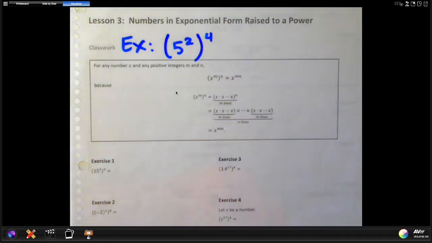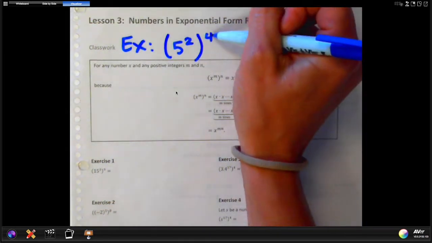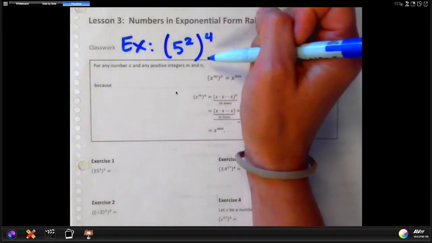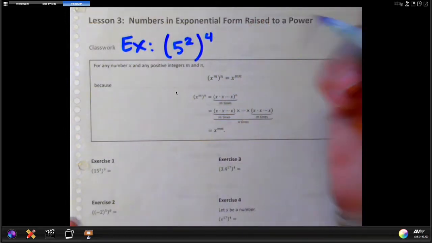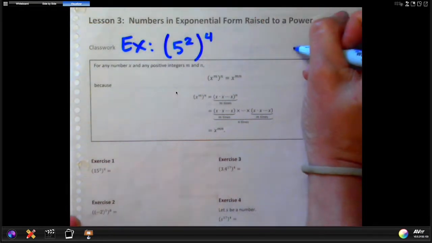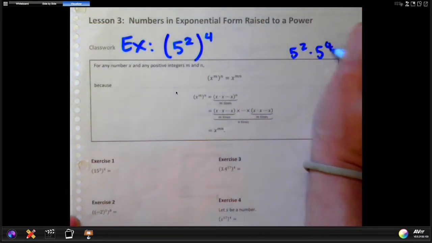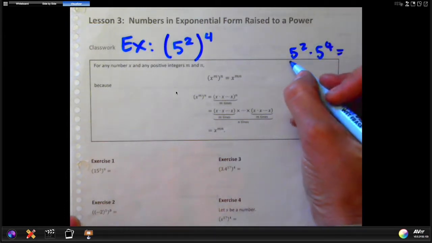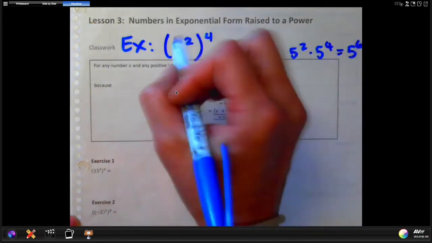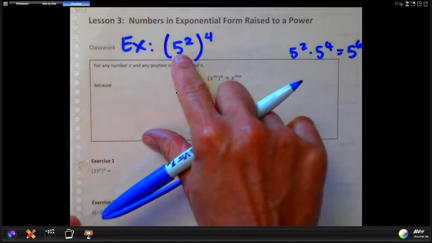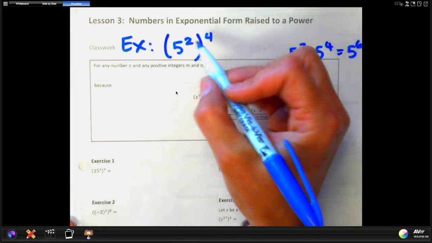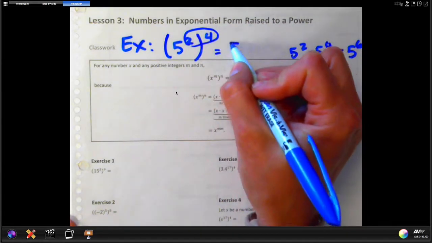What this actually means is 4 sets of 5 squared, or 4 sets of 5 times 5. And it's different, and this is a sidebar, you don't have to write this down, but it is different from when we had 5 squared times 5 to the fourth, which then we added the exponents because there were 2 5s here and 4 5s here to get 5 to the 6th. This is a different question now. This is 5 times 5, 4 times. So that means we're really actually multiplying these two exponents to get 5 to the 8th power.